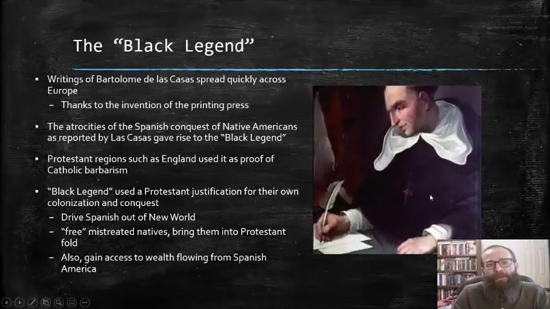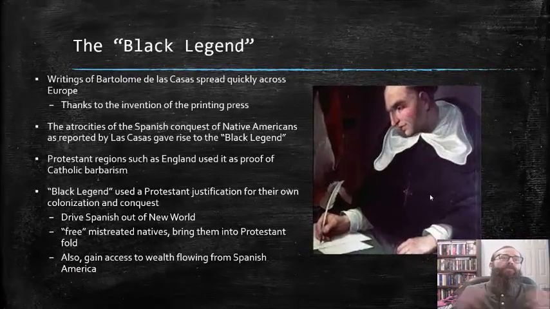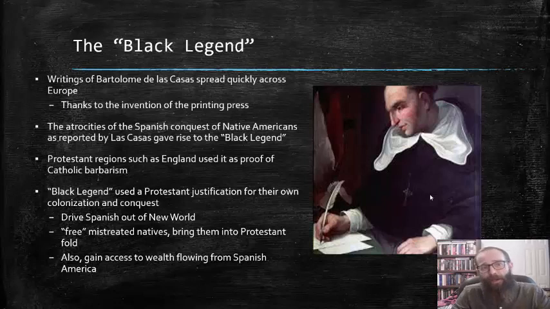In the previous lecture series that covered chapter 1 in your textbooks, we discussed the writings of Bartolomé de las Casas, which, thanks to the invention of the printing press in Europe about a little over a century before, were able to spread very quickly and widely across the European continent. The atrocities described by Las Casas of the Spanish conquest gave rise to what was known as the Black Legend, which painted Spain as particularly violent and egregiously even evil in their dealings with the Native Americans.